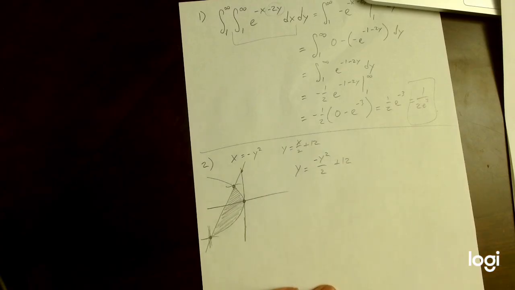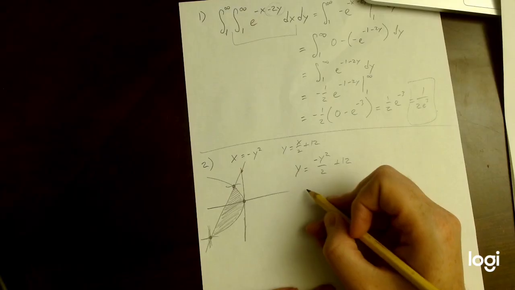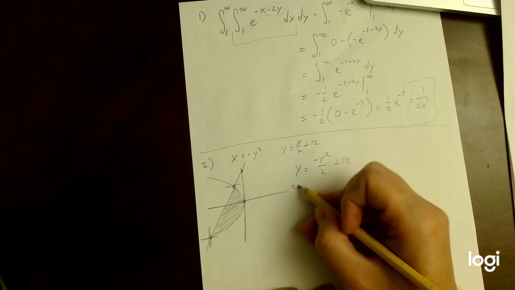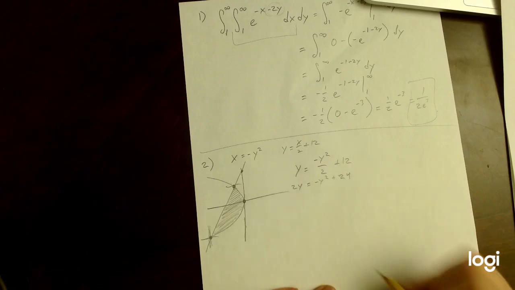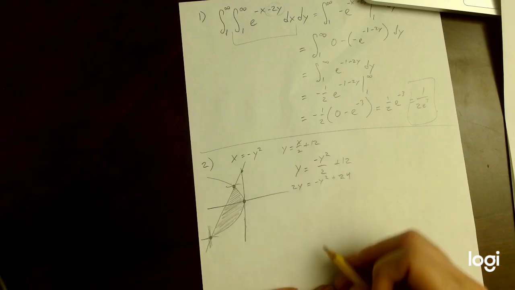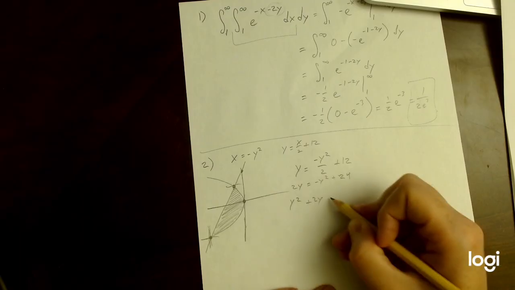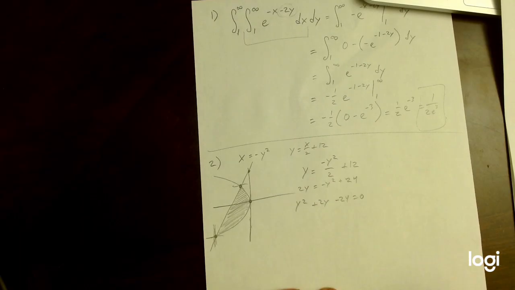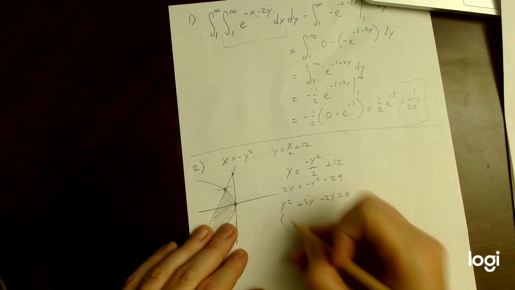And if I just multiply everything by 2 and put it all on one side of the equation, I'll get a nice looking quadratic. So I'm going to do that by multiplying everything by 2. 2y equals minus y squared plus 24. And then I'm going to put it all on one side. So I'll get y squared plus 2y minus 24 equals 0. And in this case, this is nicely factorable.